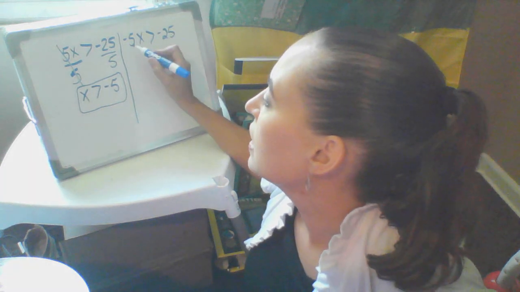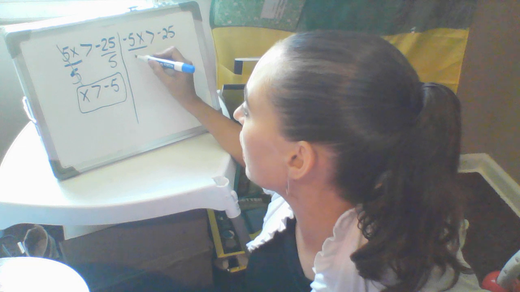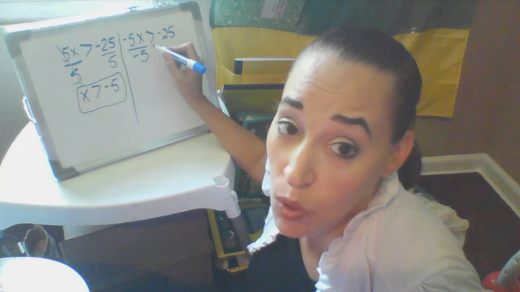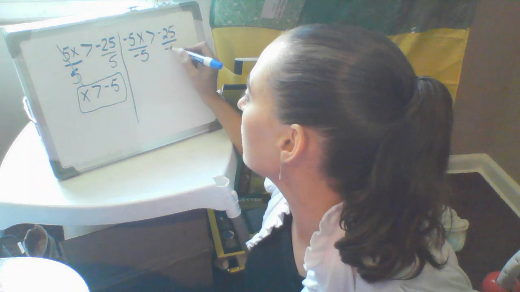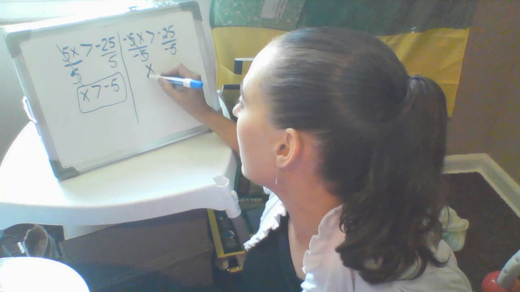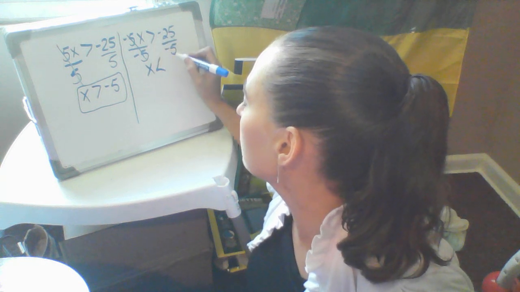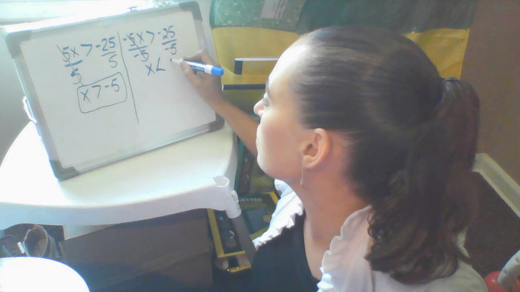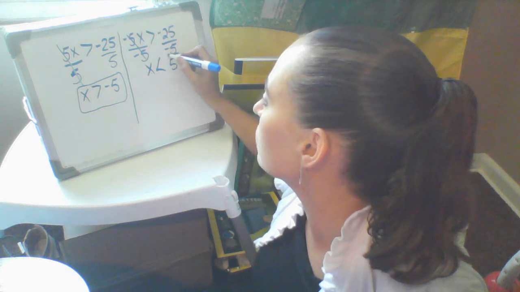Now over here, negative 5x. So now I am dividing by negative 5. So I am going to flip that inequality. Divide by negative 5, so these cross off. I have x. I have to flip it. And negative divided by negative turns positive. So this turns into a positive 5.